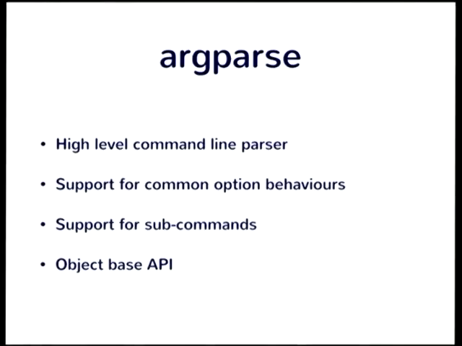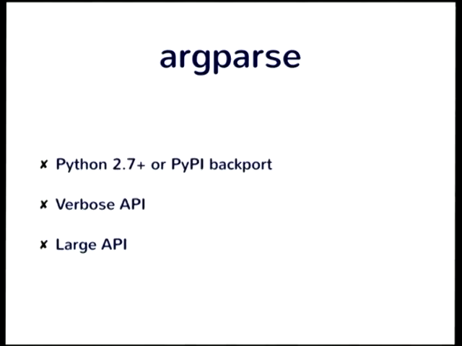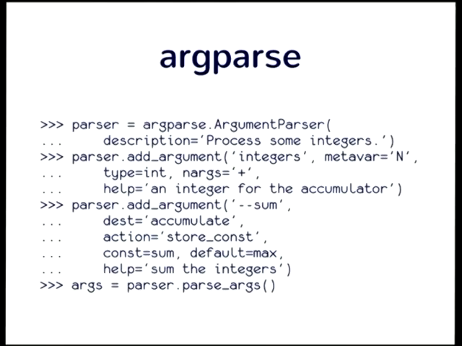Later on, argparse was incorporated into the standard library. Again, another high-level command line parser, so a lot of great features in here. Support for common option behaviors, support subcommands this time, so we can actually incorporate in subcommand parsing, and another object-based API. Fortunately, argparse has some issues as well. It's only available in 2.7, although there is a backport on PyPI that you can download for Python 2.6. But it's still a very verbose API and very large API. There's an enormous amount of docs on the standard library docs for this.